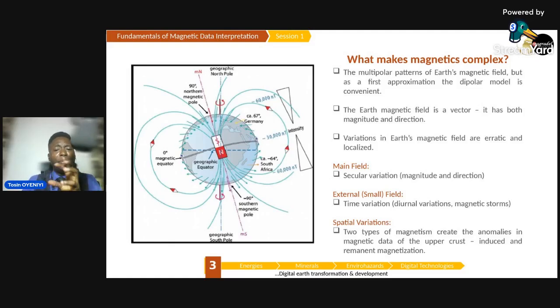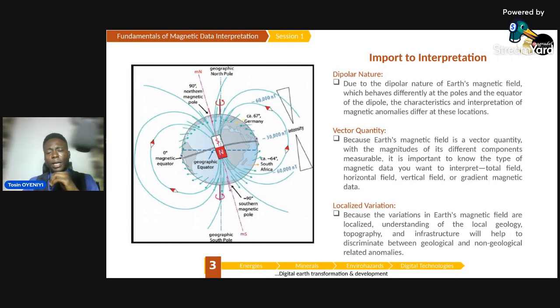There's a different behavior because of the dipolar nature. You have the two poles, and you have the equator of the magnetic dipole. So at the equator of the magnetic dipole, the magnetic field strength is not as high as it is at the pole. And the inclination there is 0 degrees. So all these have an effect on the interpretation of your magnetic data, because this nature and behavior are transferred into the measurement, and you need to take them into consideration when you want to interpret your magnetic data. Also, what is the import of this into interpretation?